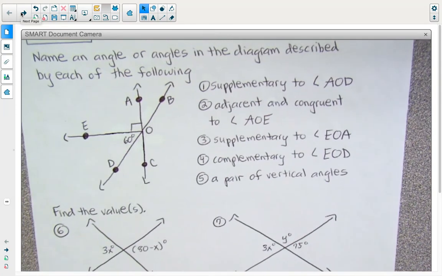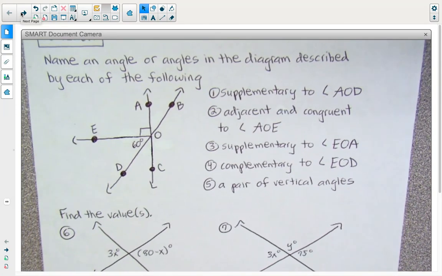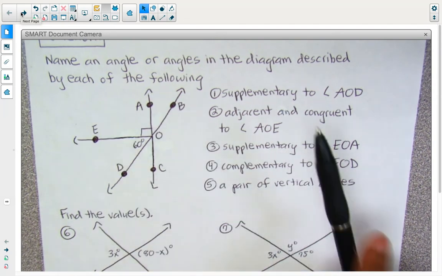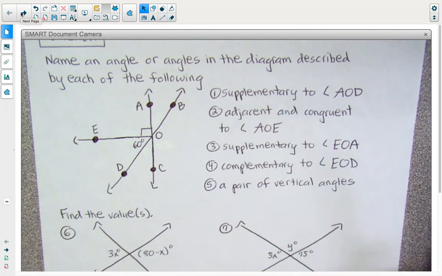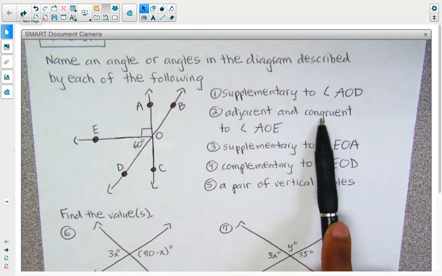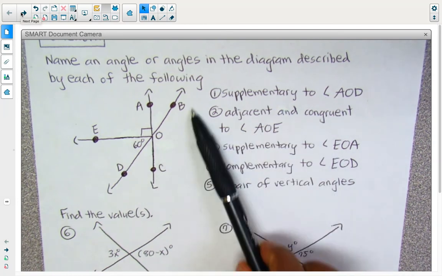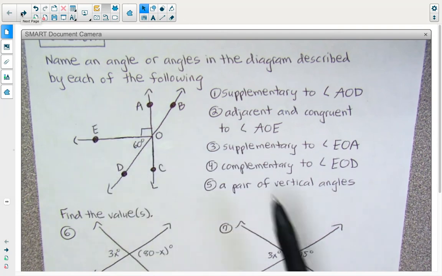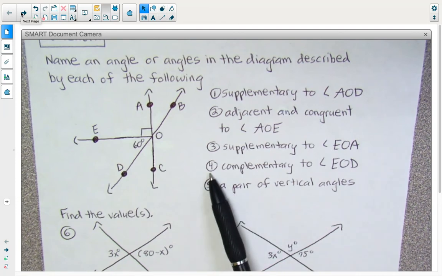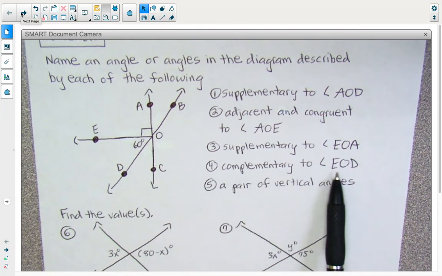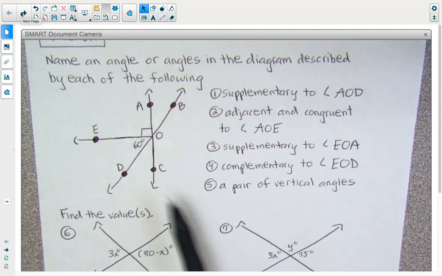Now, this is your homework that will be up on Canvas for you to work on. For the first picture, you need to tell me something that's supplementary to angle AOD. So you need to know what supplementary is. Go back and look at your notes that hopefully you wrote down. Number two, I want something adjacent and congruent to angle AOE. Again, we're using this picture right here to help us out. Three, something supplementary to angle EOA. Four, something complementary to angle EOD. And number five, you need to list out any pair of vertical angles from this picture.